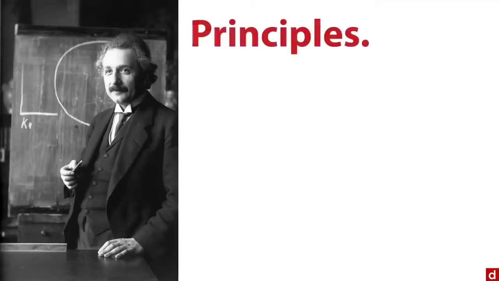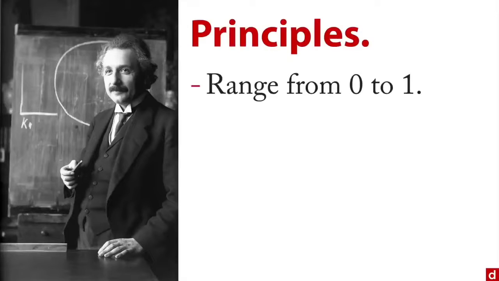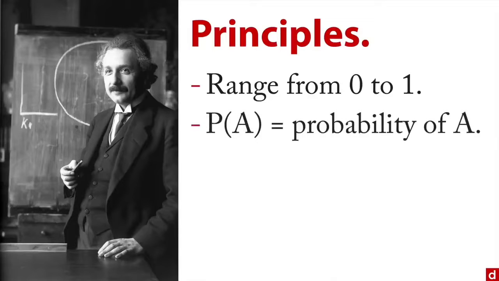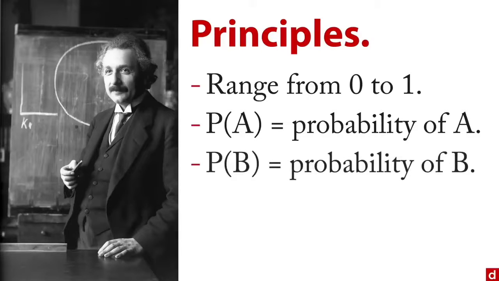Now, let's take a look at some of the basic principles. We got our friend Albert Einstein here to explain things. The principles of probability work this way. Probabilities range from 0 to 1. That's like 0% to 100% chance. When you put P, that stands for probability, and then in parentheses, here A, that means the probability of whatever is in parentheses. So P(A) means the probability of A, and P(B) is the probability of B. When you take all of the probabilities together, you get what's called the probability space, and that's why we have S. And it all adds up to 1 because you've now covered 100% of the possibilities.